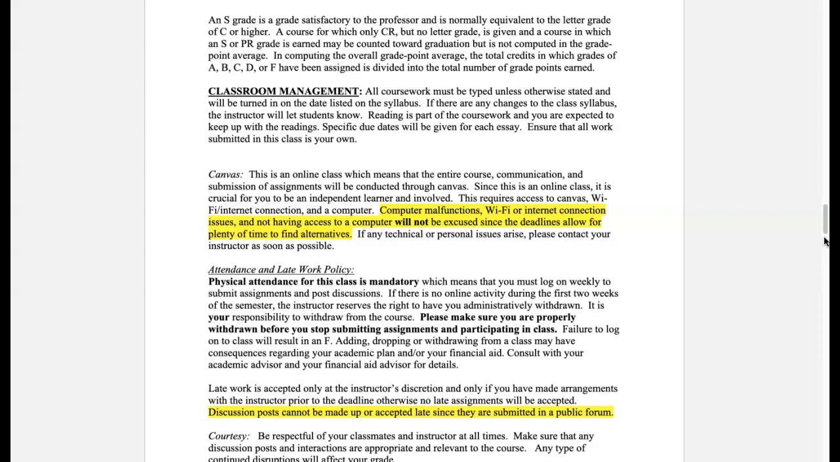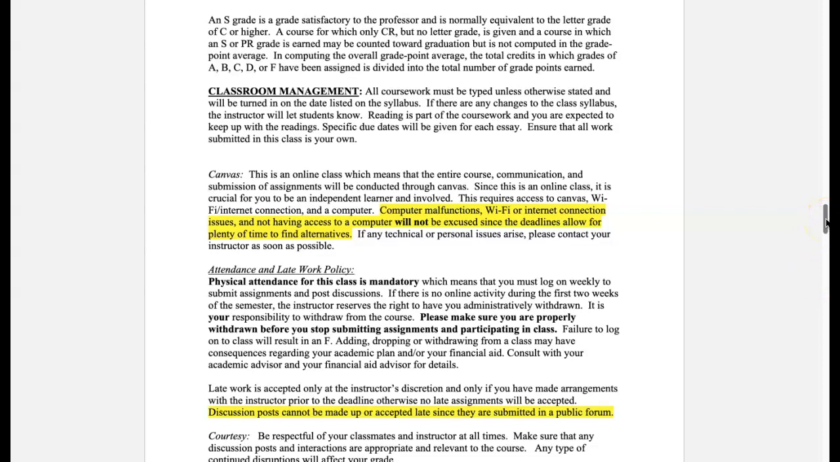Because I might tell you, I'll open up the assignment for you so you can submit it on Canvas. Or I might tell you, email it to me as a file attachment. So because of that, don't just email me work that you missed. Make sure that you email me first and we talk about it.